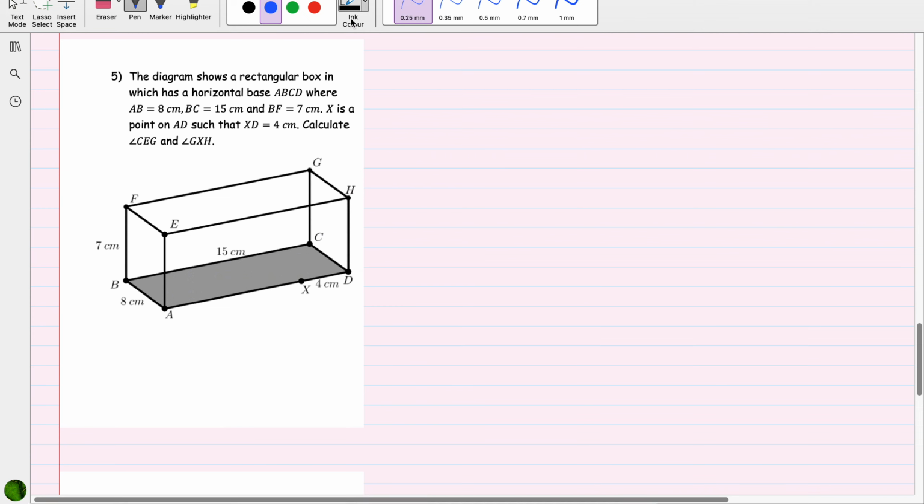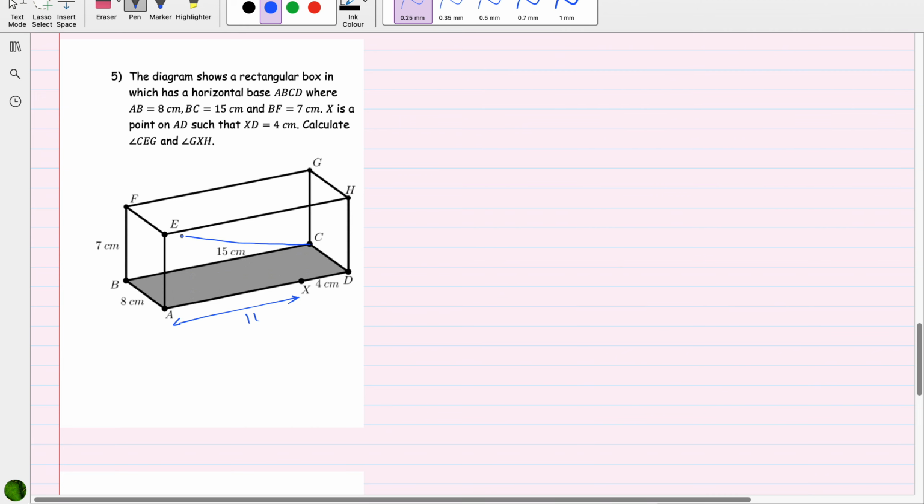Question number 5. The diagram shows the rectangular box which has a horizontal base of ABCD, where AB is 8, BC is 15, complete length 15, and BF is equal to 7, height is 7. X is a point on AD such that XD is 4. If this is 4, we know that this part will be 11. So X is the point which is 4.